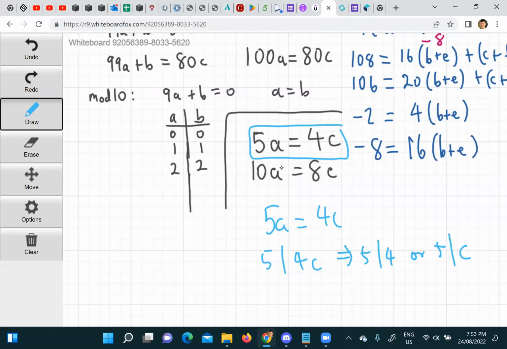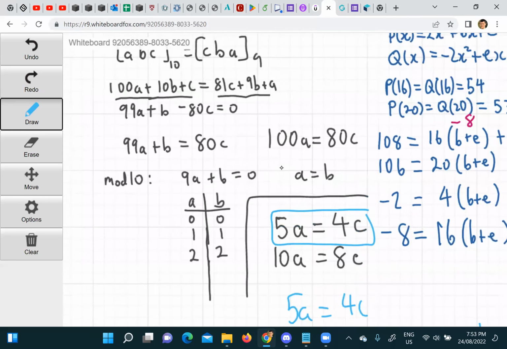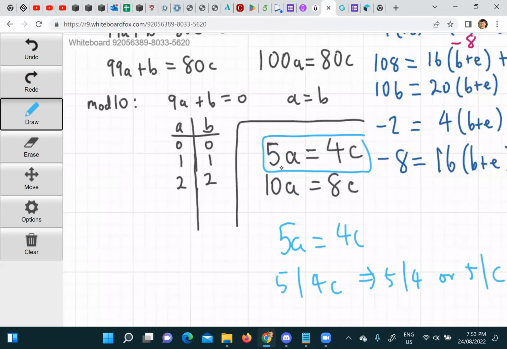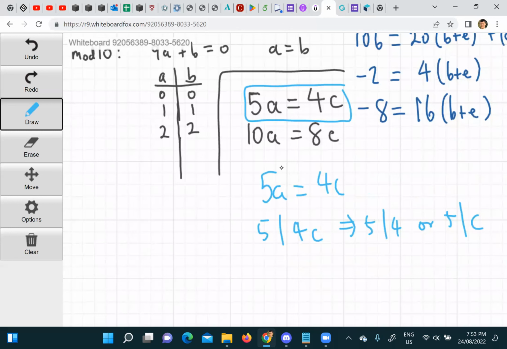So C has to be 5 or 0. Oh, it was a starting digit, right? So it can't be 0 because it starts with a C, right? So C has to equal 5, right? So A has to be equal to 4, yeah.